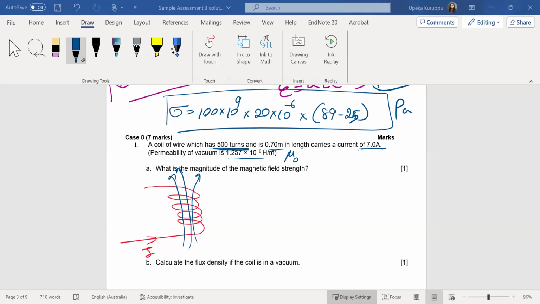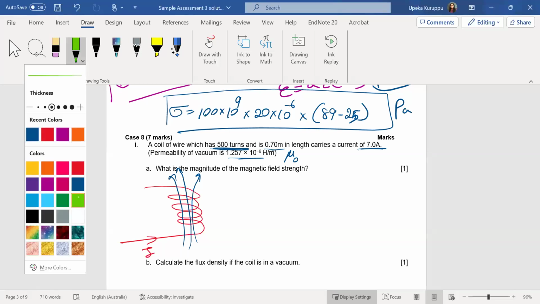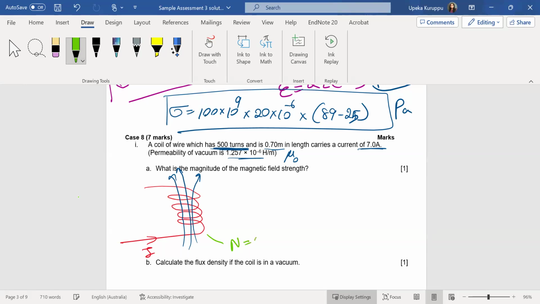And also we have number of turns. So it has number of turns of how many? 500. And this is the length. The length is given to us, am I right? Yes, this is 0.7 meters length. And also, yes, that's all they have given to you, right? The mu naught is given to you. And they are now asking, what is the magnitude of the magnetic field strength?